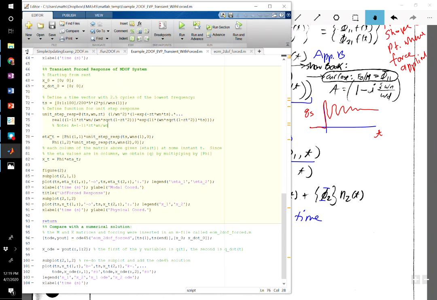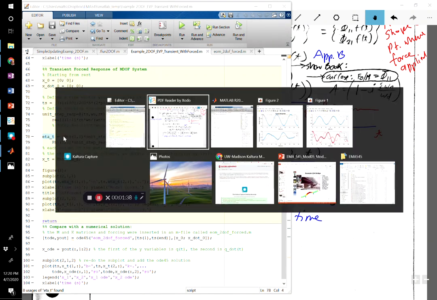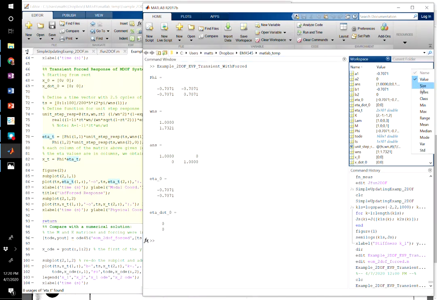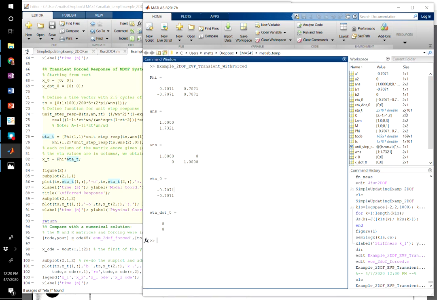So now we can define eta as a function of time. And what I've done here is I've defined eta to be a 2 by number of time samples vector.